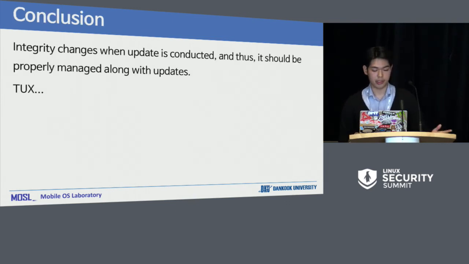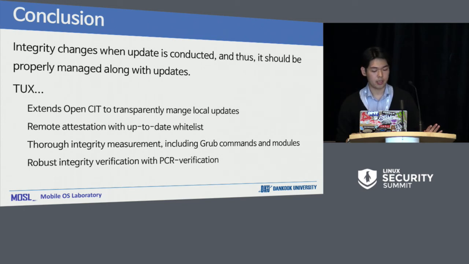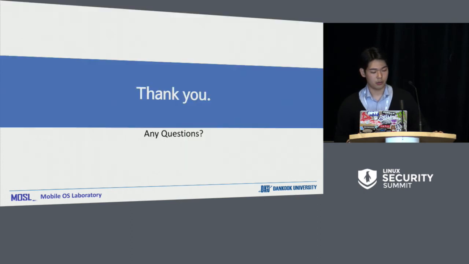So to conclude, the integrity changes when an update is conducted, and thus it should be properly managed. And TUX successfully supports integrity management along with frequent kernel updates by extending the OpenCIT server to transparently manage the local updates and remote attestation with up-to-date whitelist values. Thirdly, the thorough integrity measurement, including the grub commands and the grub modules using the TrustedGRUB boot. And finally, it provides robust integrity verification with PCR verification. So that's it, and I'll gladly take some questions and feedback.